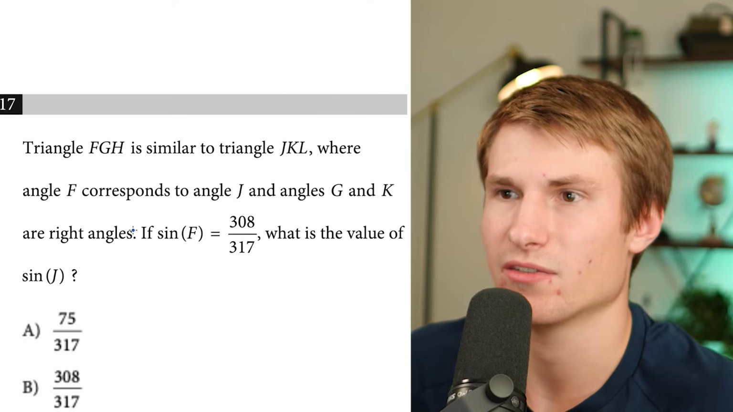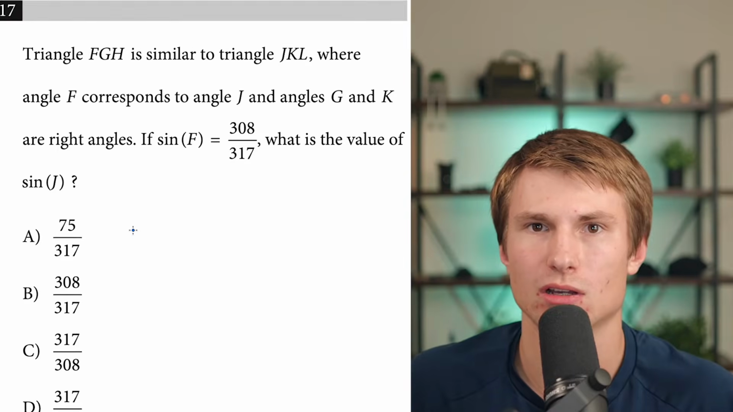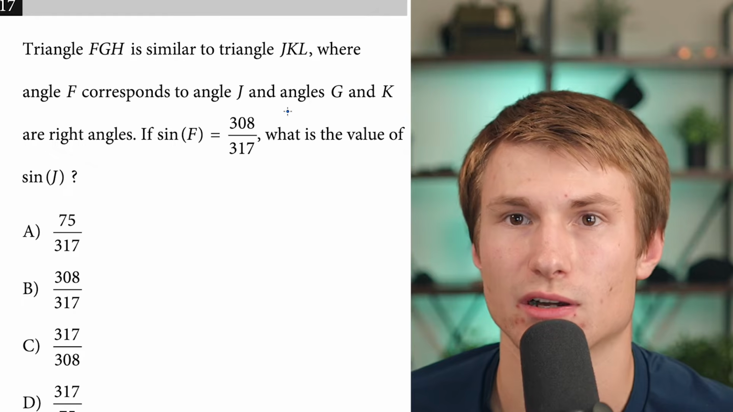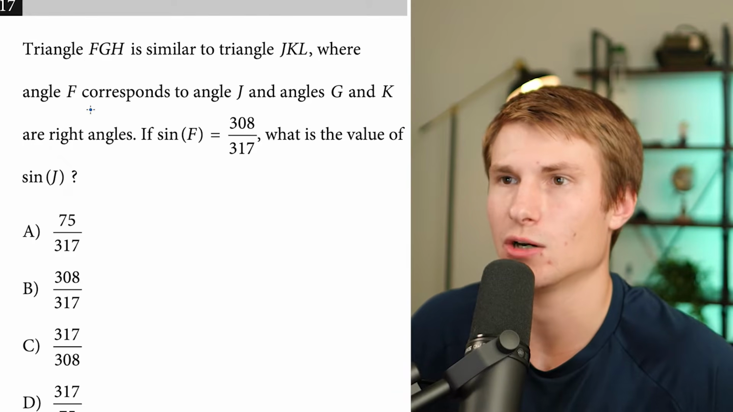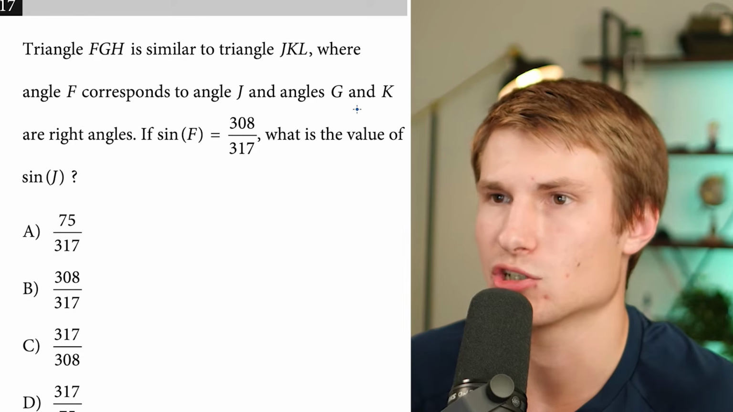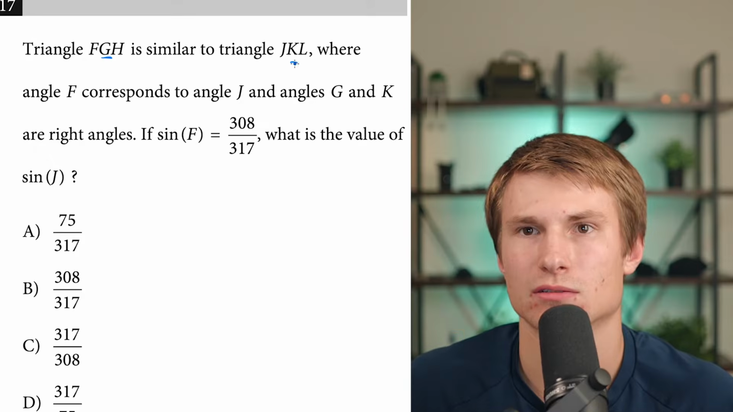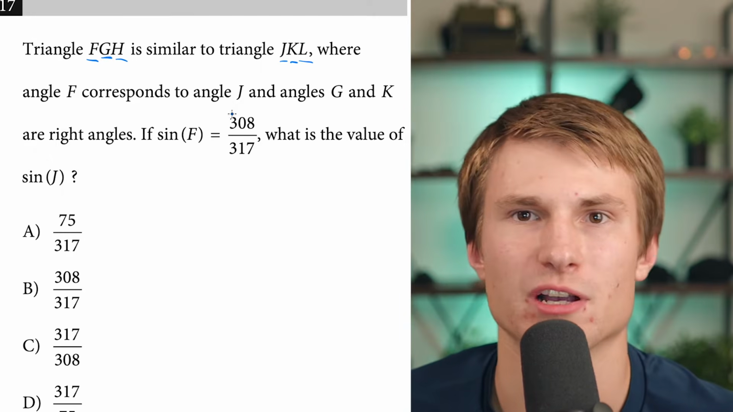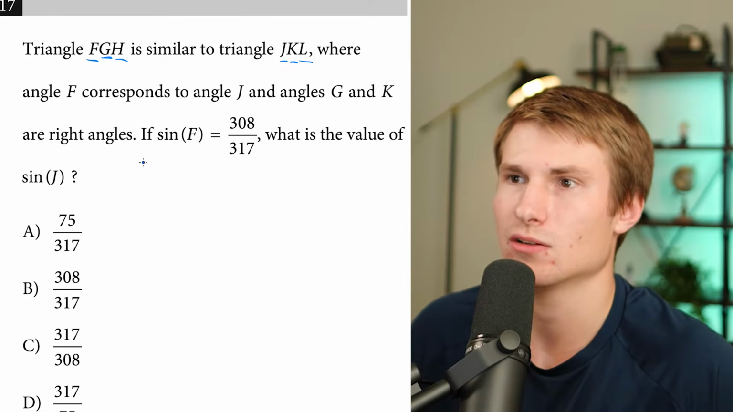We'll go ahead and move to number 17 now. Triangle FGH is similar to triangle JKL, where angle F corresponds to angle J and angle G, hang on, let me reread that. Triangle FGH is similar to triangle JKL, where angle F corresponds to angle J, and angles G and K are right angles. Okay, so what we see here, G and K, they have the same angle measure. F and J have the same angle measure. Therefore, H and L have the same angle measure, and these are similar triangles. If sine of F is equal to 308 over 317, what is the value of sine of J?